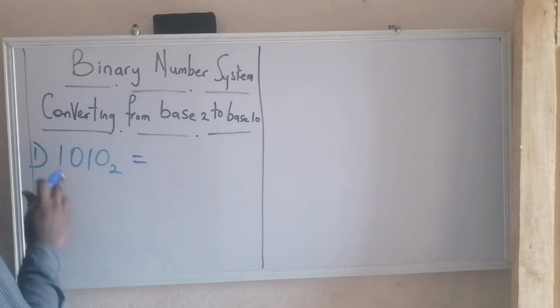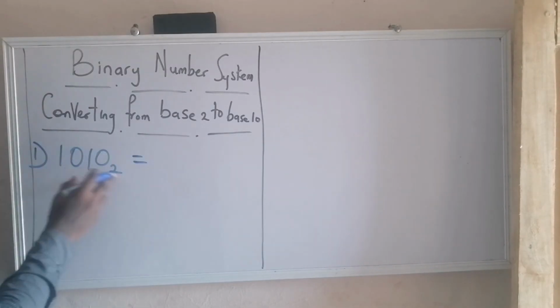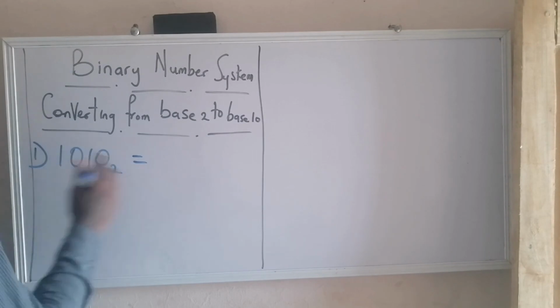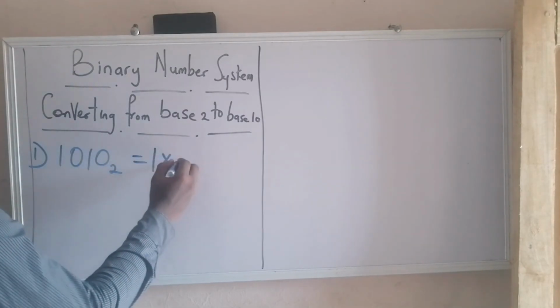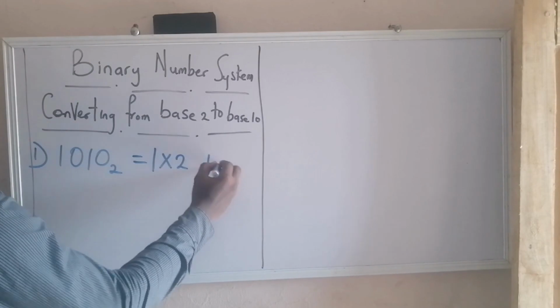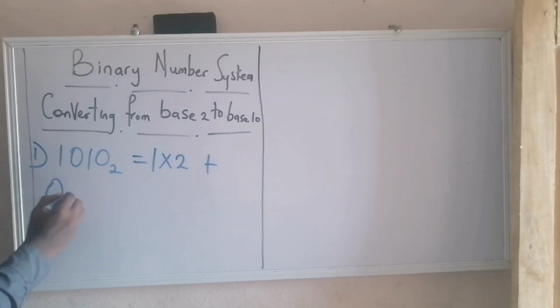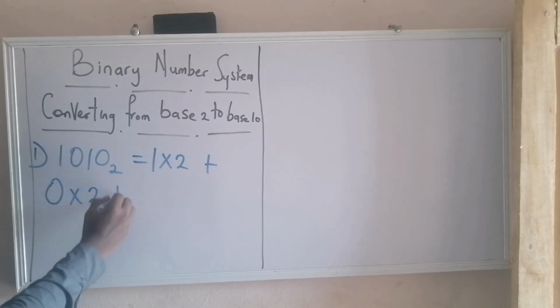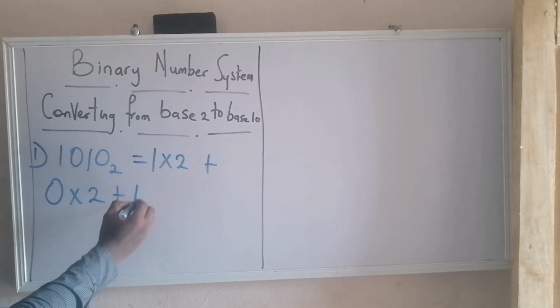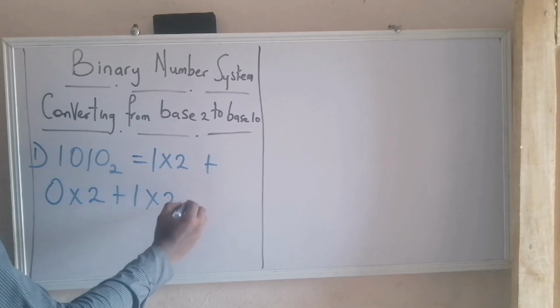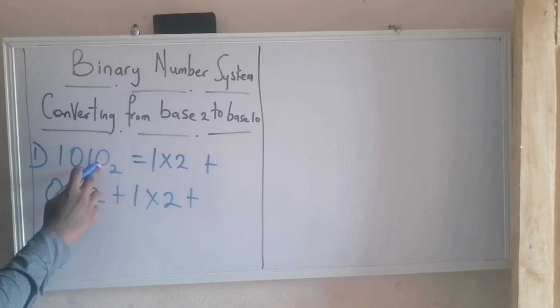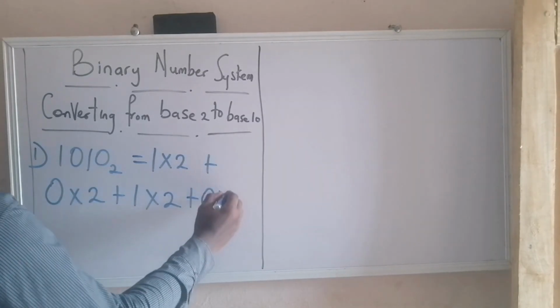Step 1, you pick the number starting from this end and use it to multiply your base. Our base is 2, so we use our 1 multiplied by our base, which is 2. Add it. Move to the next figure, which is 0. That will be 0 multiplied with our base, which is 2. Move on to the next one. That will be 1 times our base, which is also 2. Then you do what? 0 again. You need to multiply it by your base.